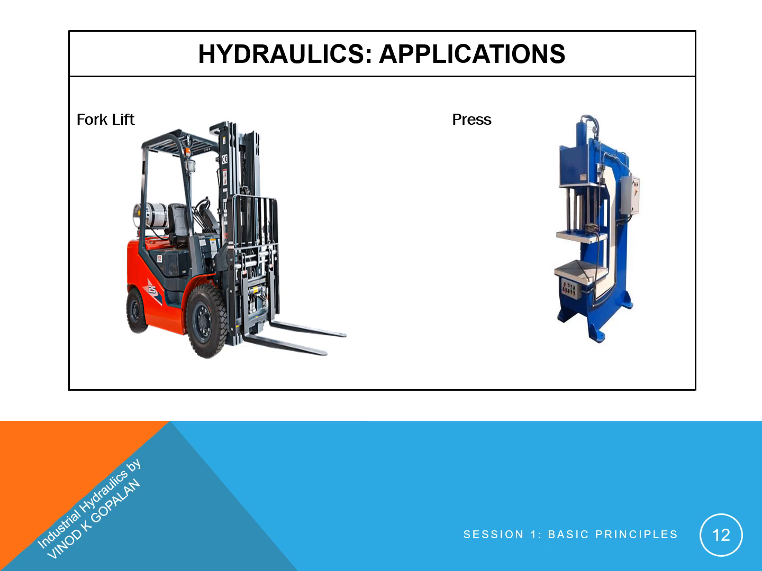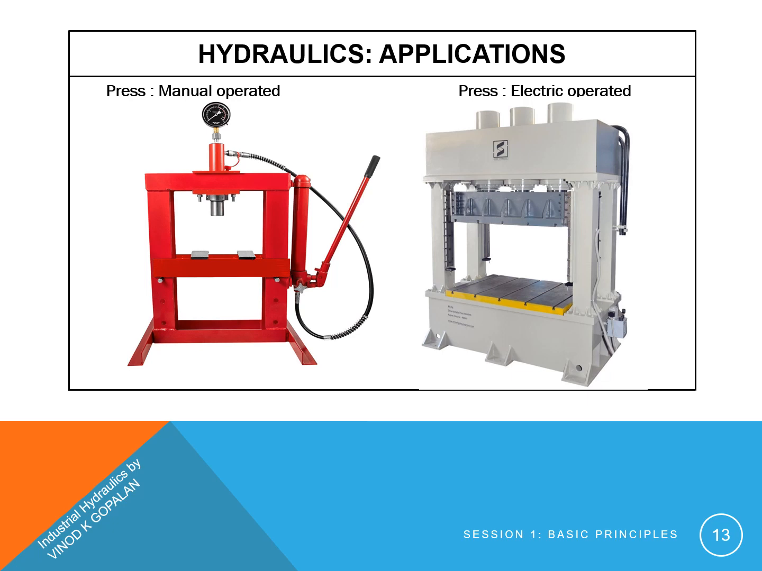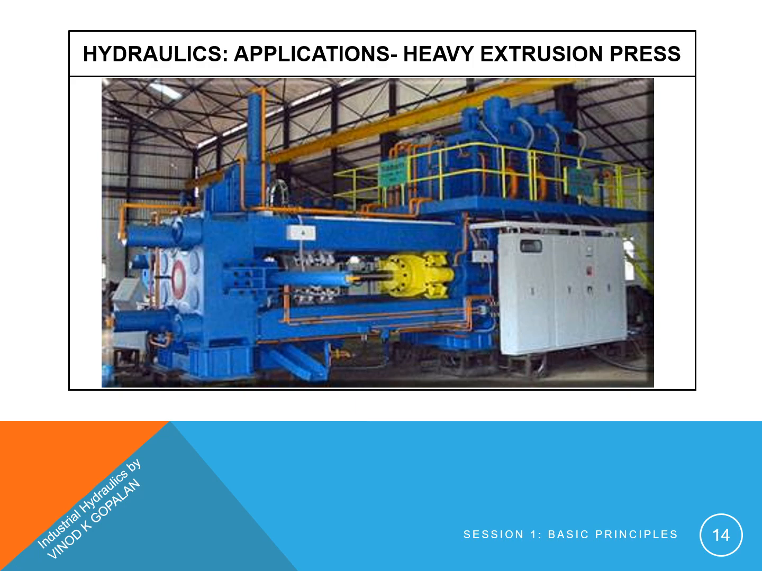Some examples of hydraulic applications. The first picture shows a forklift whose lifting mechanism is hydraulic. The second one is a C-frame hydraulic press, which is commonly used in industries. Here is a manually operated hydraulic press, a hand operated hydraulic press, and an electric operated hydraulic press. A large extrusion press, hydraulically driven.